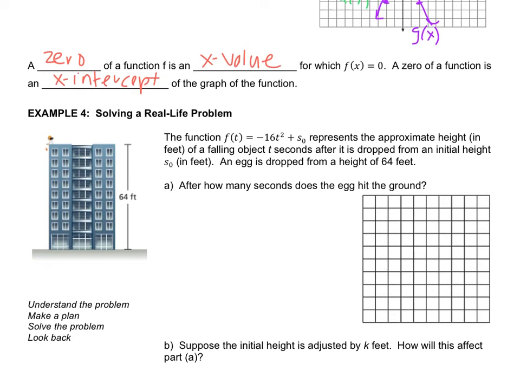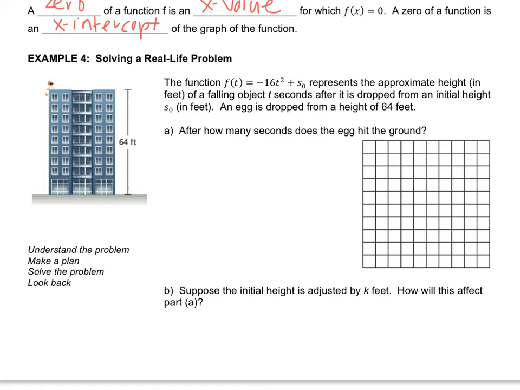So in example 4, we've got a picture of this building, and it tells us the function f of t equals -16t squared plus s sub 0 represents the approximate height in feet of a falling object t seconds after it is dropped from an initial height s0 in feet. An egg is dropped from a height of 64 feet. Well, first of all, that's very reckless. But this is a perfect example of the types of questions you're going to see in physics. These are real-life problems related to physics.